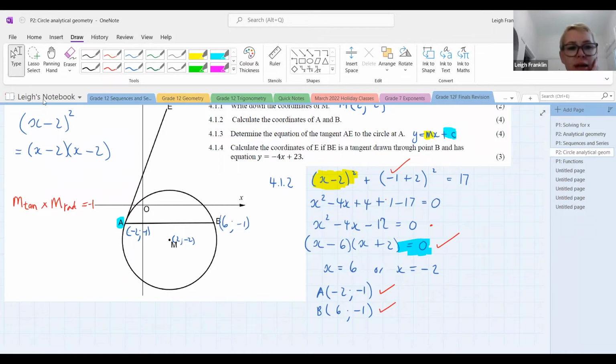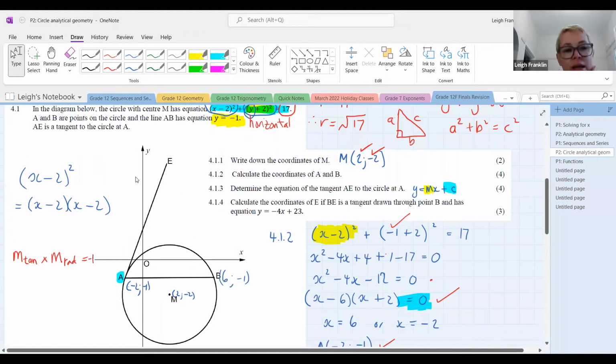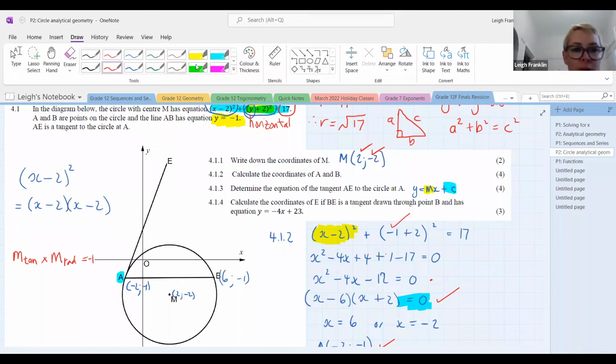So what I'm saying is we cannot work out the gradient of AE because we do not have the coordinates at E, so we cannot use the gradient formula. So there's got to be another way of doing it, and this is the way that we would do it in this case.